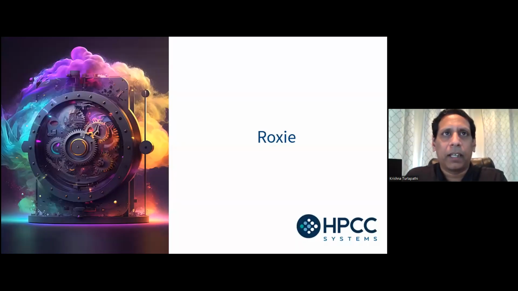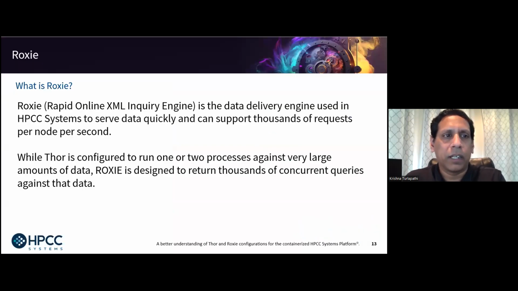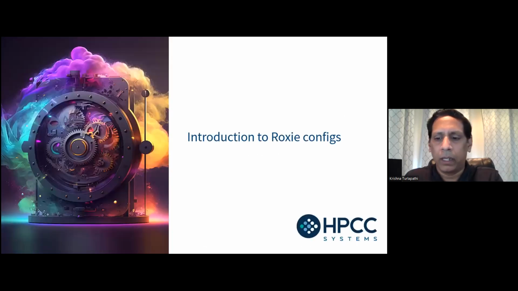Thank you, Godji. Now let's take a look at the configuration for the Roxie section of the HPCC. What is Roxie? Roxie, which stands for Rapid Online XML Inquiry Engine, is a data delivery engine used in the HPCC system to serve data quickly that can support thousands of requests per node per second. While Thor is configured to run one or two processes against very large amounts of data, Roxie is designed to return thousands of concurrent queries against that data. Now let's take a closer look at the Roxie config.